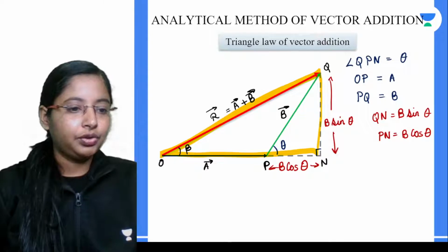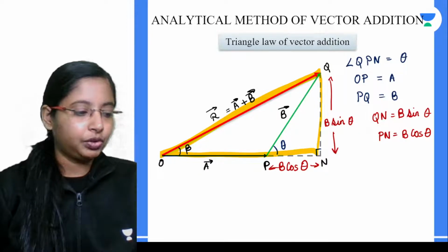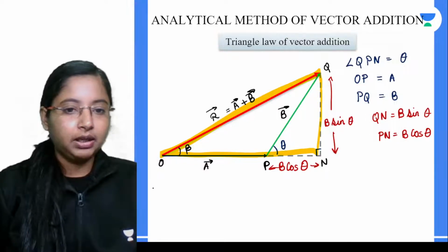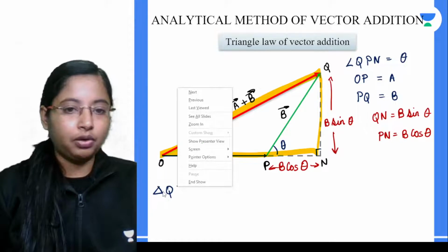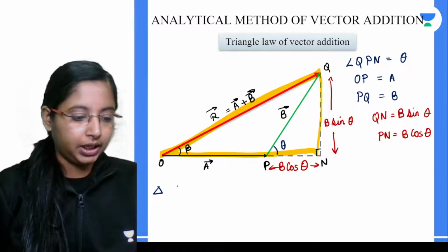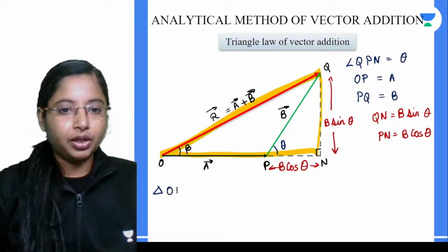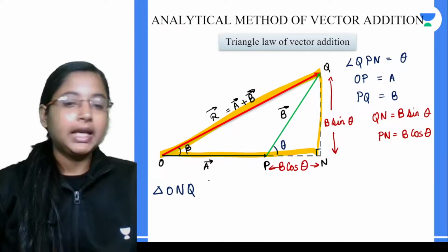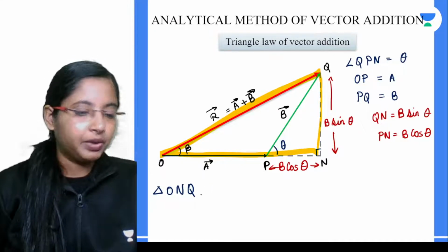Okay, so if you use Pythagoras theorem here, what would you get? We have the triangle. Let me just quickly write. We have the right angle triangle O and Q. If you apply Pythagoras theorem to this right angle triangle, what would you get?